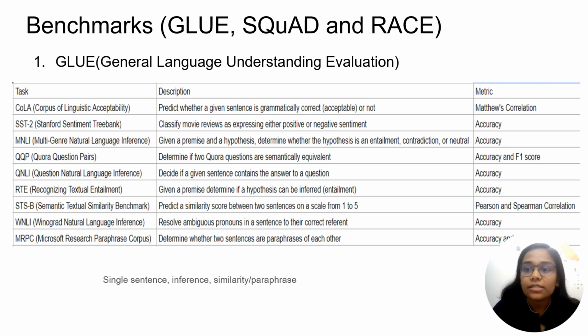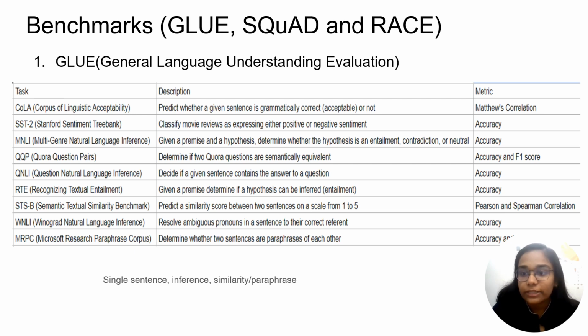Now, I'll be discussing the evaluation of RoBERTa across three significant NLP benchmarks, which are GLUE, SQuAD, and RACE. Let's explore the tasks involved in each benchmark, how RoBERTa performed, and what the results mean in the context of language understanding. Firstly, the GLUE benchmark.